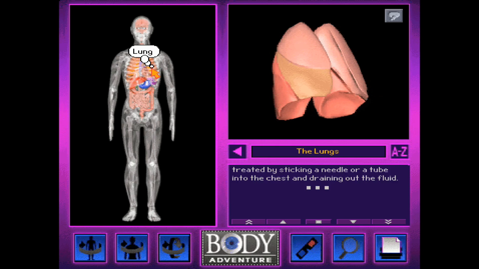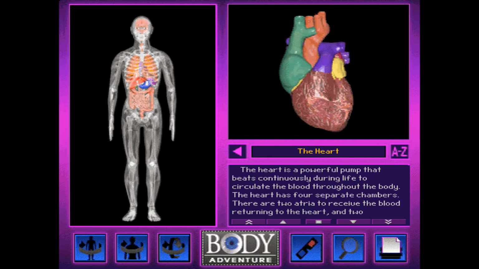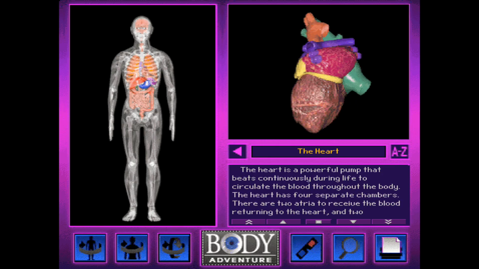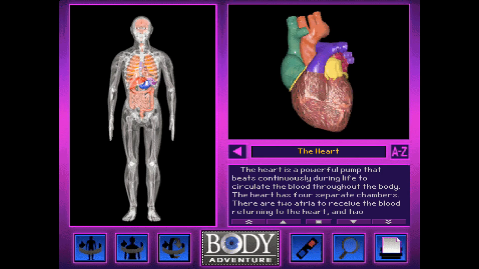Very well done. You cleared the cholesterol plaques from the patient's arteries. The patient had symptoms of angina pectoris.